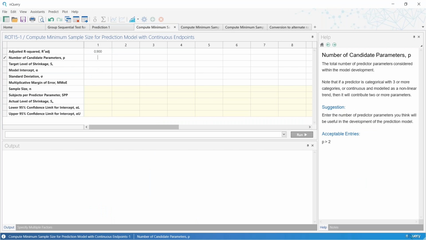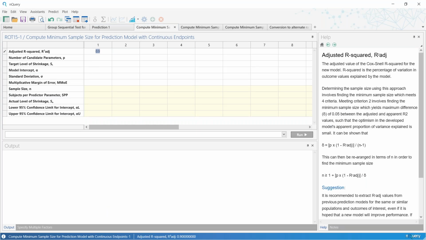So because this is relatively simple, we'll quickly go through it. We need our adjusted R squared. This isn't the raw R squared that we expect from the model; this is an adjusted R squared, and we can see what that means here on the right-hand side. The adjusted R squared of the Cox-Snell R squared, which for the linear case is really just the normal R squared. It's just the percentage of the variation explained by the model. So in this case, we're just using the adjusted R squared.